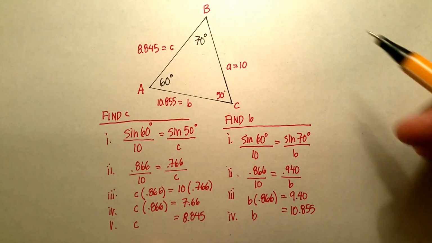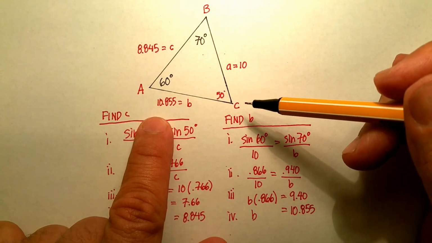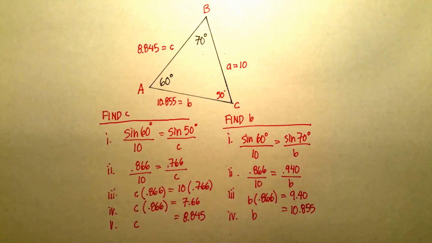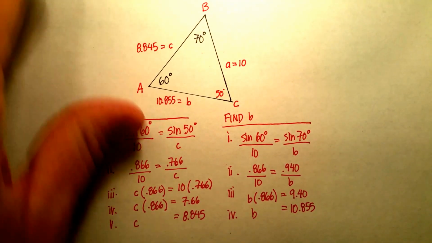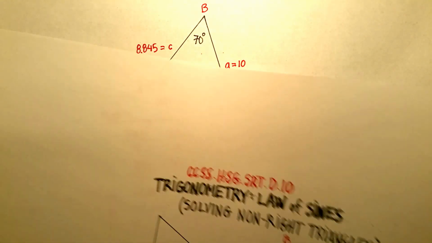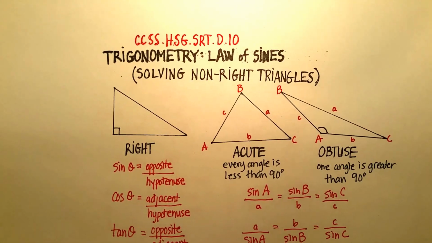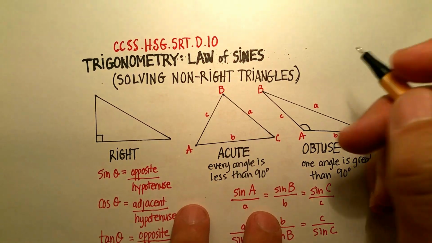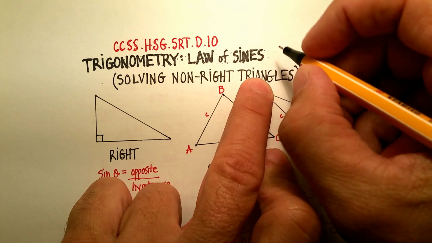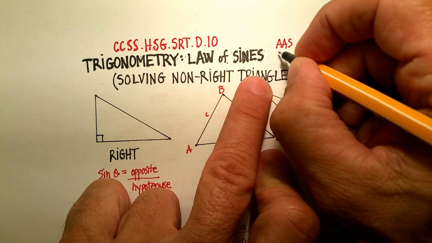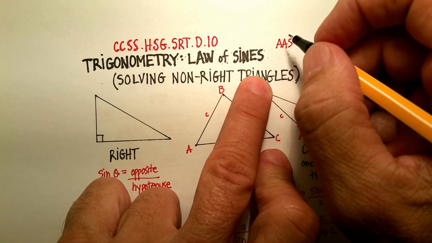And that is how you use the law of sines to solve for a non-right triangle. Now, there is one last caution that I want to give you. Whenever you are using the law of sines, it only works when you have the following types of information. When you have angle, angle, side, or angle, side, angle.